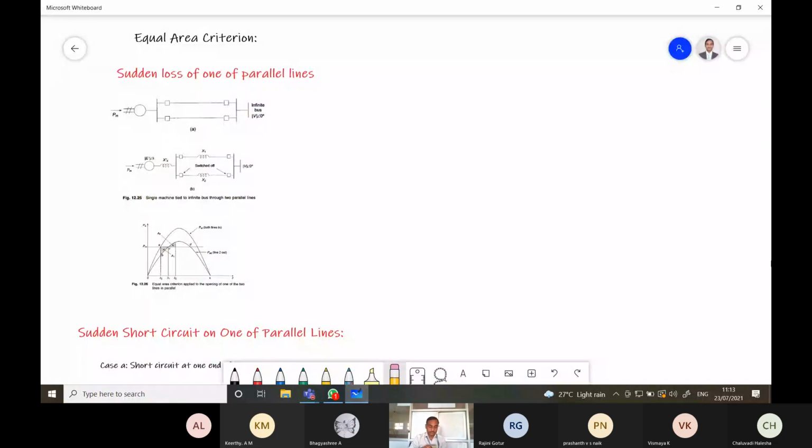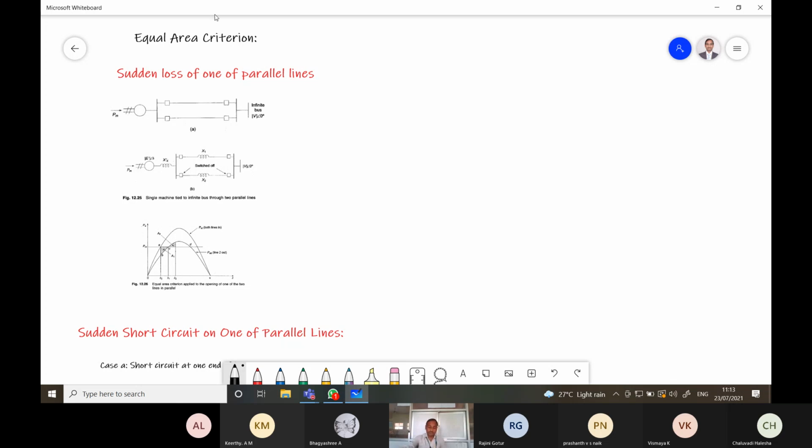Okay, good morning everyone. Today we'll discuss the next part of the equal area criteria. In the last class we discussed sudden change in the mechanical input. Today we'll see sudden loss of one of the parallel lines.